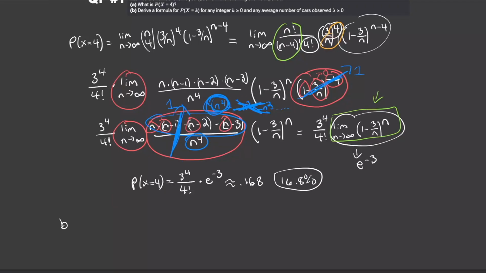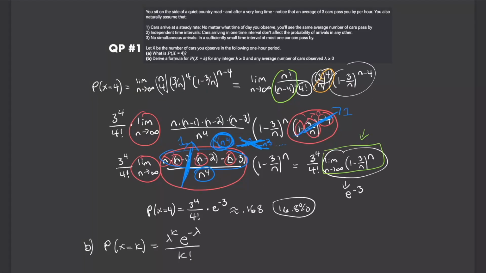So now in part B, what's the probability that x is equal to k? Well, let's just plug in k where we had 4 up here, and let's plug in lambda where we had 3. So it's just going to be equal to lambda to the power of k times e to the power of negative lambda over k factorial. So I have a Poisson distribution with this PDF when these 3 things hold true, where I have this rate parameter lambda, which basically represents the average number of things that happen within a certain time period.